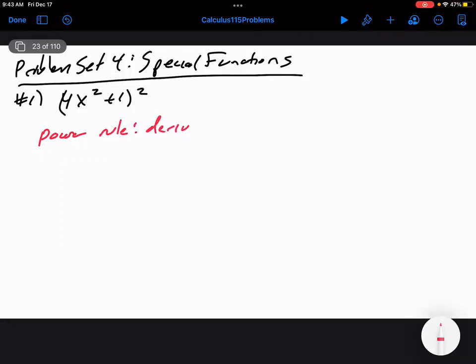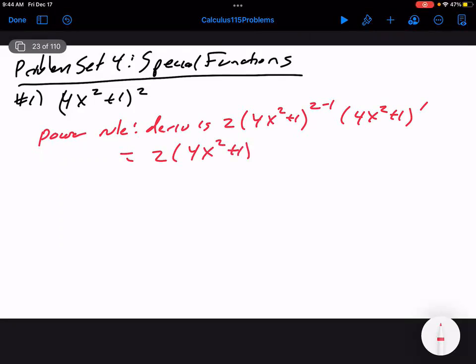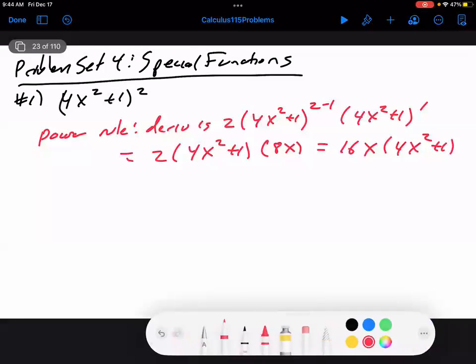So the derivative is 2 times (4x squared plus 1) to the 2 minus 1 times the derivative of 4x squared plus 1. So that's going to be 2 times (4x squared plus 1) to the first power, and the derivative of 4x squared is just going to be 8x. So we just get 16x times (4x squared plus 1). So that's one way to solve it.